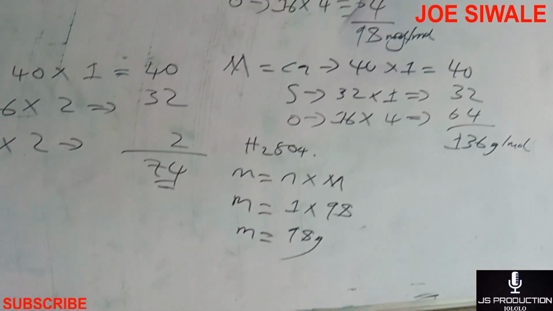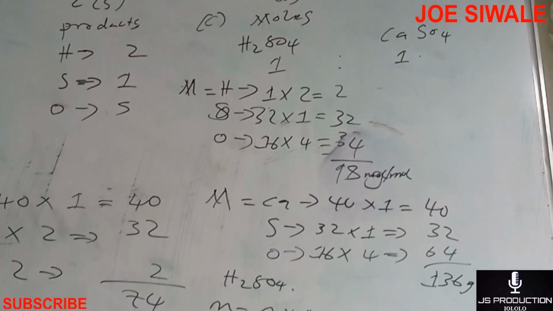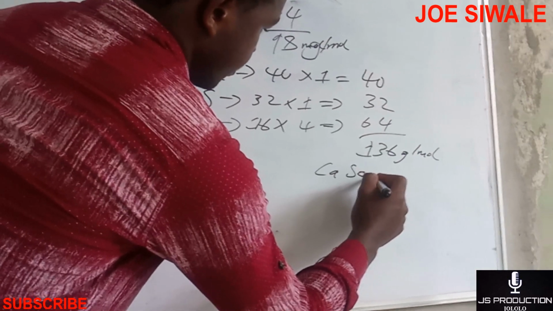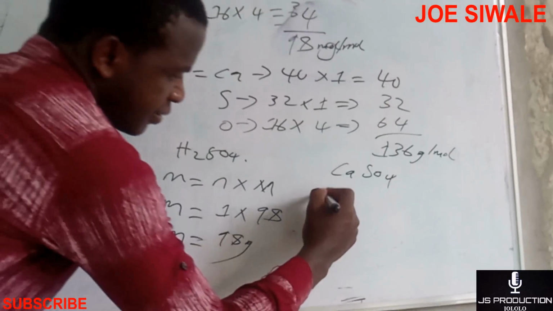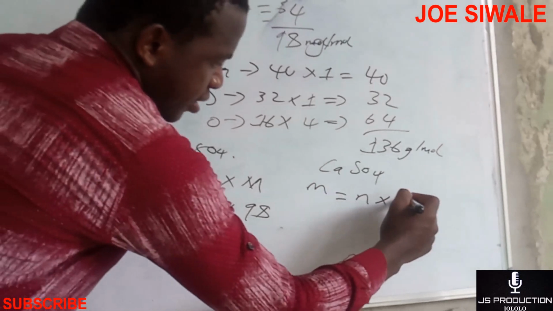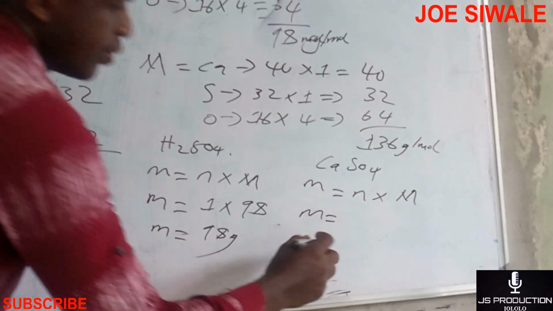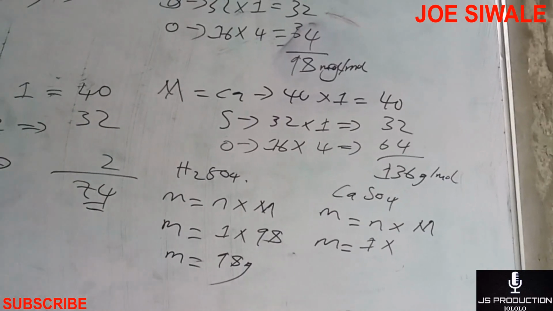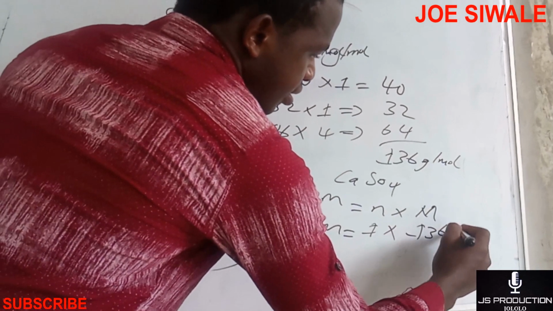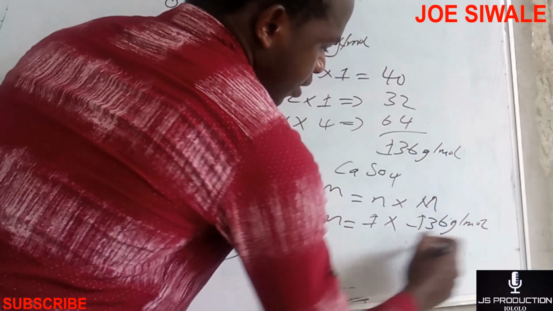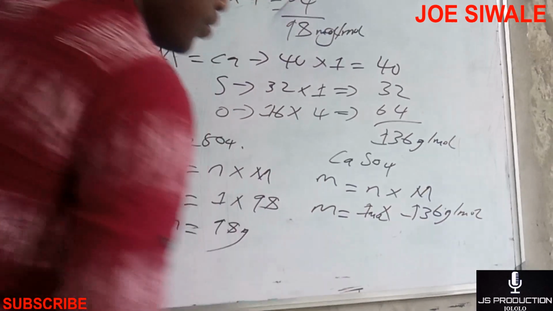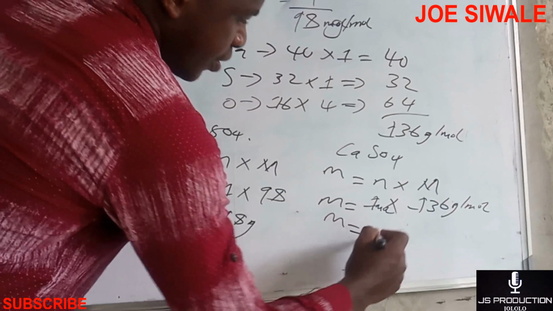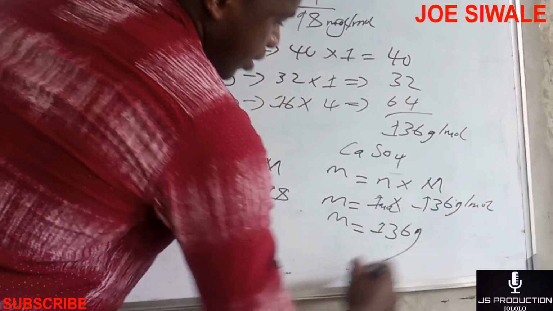What about the mass of calcium sulfate? So I'm going to use the same formula, which is mass is equal to number of moles multiplied by the molar mass. So mass is equal to number of moles, I know that it's 1. So 1 multiplied by the molar mass, which is 136 gram per mole. Here I have 1 mole. So 1 mole multiplied by 136 gram per mole. My mass here will be equal to 136 grams.